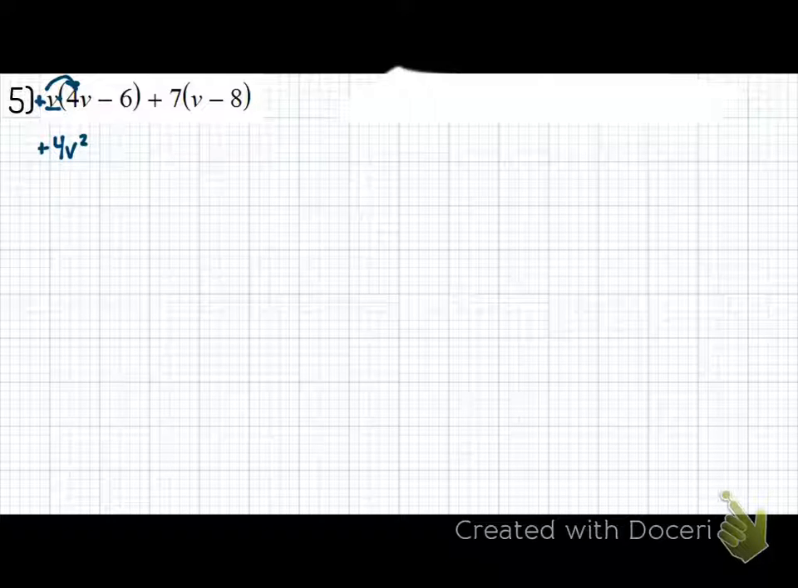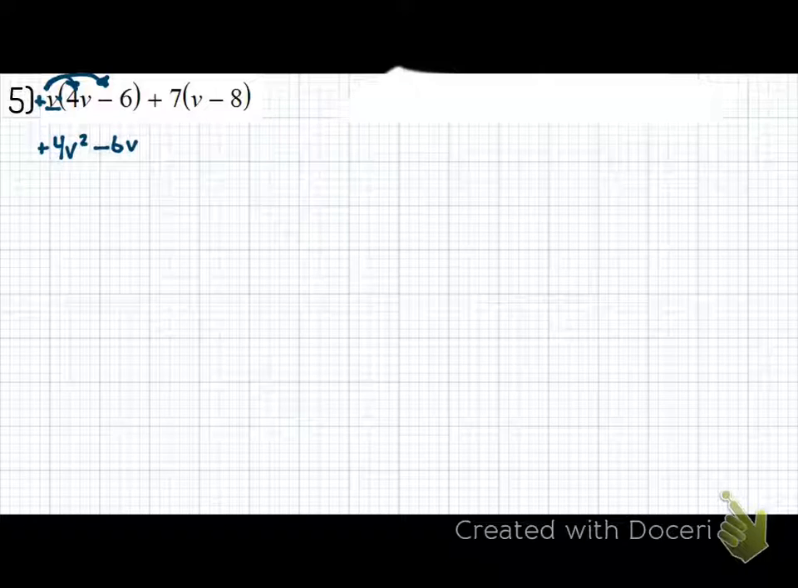Then we have positive v times negative 6 is negative 6v. Good, okay. Finish up the problem for me. Keep going. You have that positive 7. You have to distribute that, okay? I'll just leave it there. That's your hint.